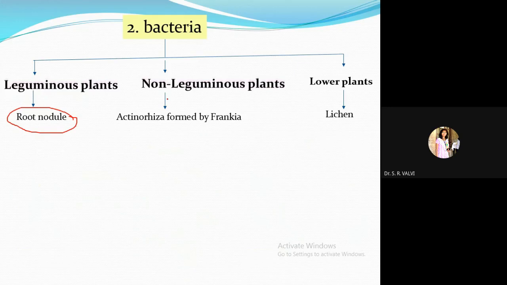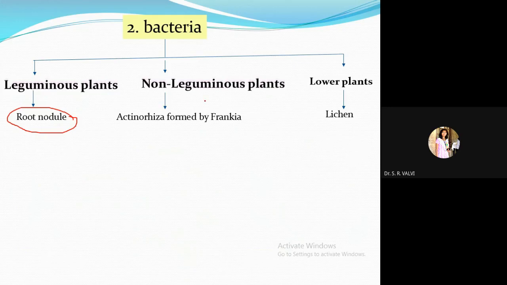In case of non-leguminous plants, there will not be any nodule-like structure. So what is this nodule and non-nodule? This I will explain later on in my next lecture. But do remember, in case of leguminous plants, root nodule is the place where nitrogen fixation takes place.